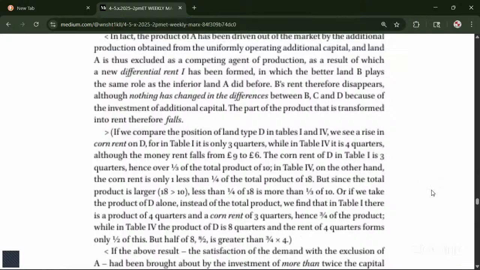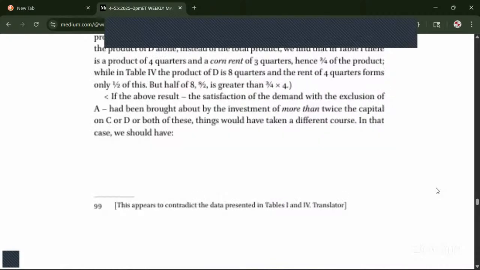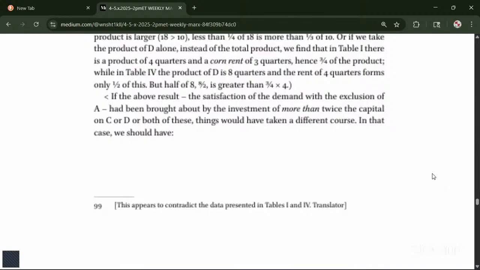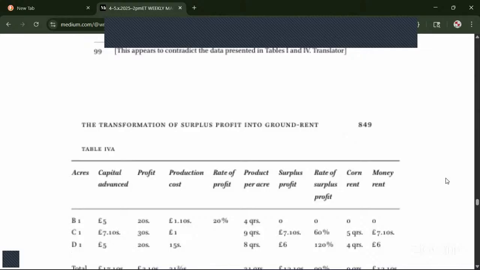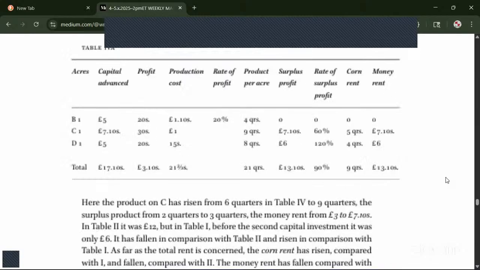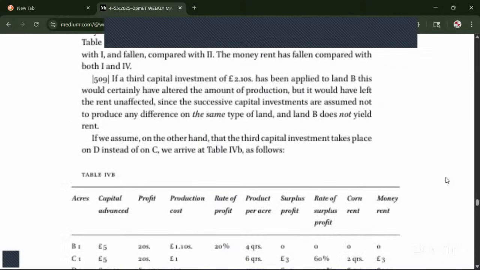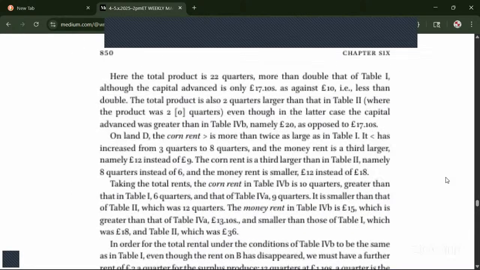Now, I won't go through the next one because it is all about the computation. If the above result, the satisfaction of the demand with the exclusion of A, had been brought about by the investment of more than twice the capital on C or D, or both of these, things would have taken a different course. And in that case we should have, and note that the translator points out a contradiction. Anyway, page 849 is table 4A, and it goes on. And we will get lost in the numbers.